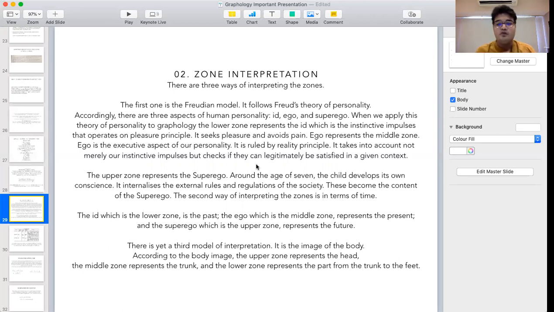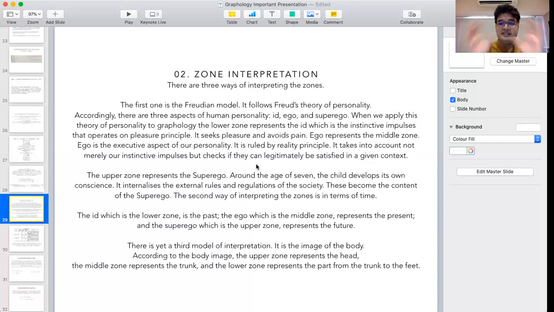The second way of interpreting the zones is in terms of time. The id, which is in the lower zone, that is in the past. The ego, which is in the middle zone, that is in your present. And the superego, which is in the upper zone of your handwriting, represents the future. There is yet a third model of interpretation. It is the image of our body. According to the body image, the upper zone represents your head, the middle zone represents your trunk, and the lower zone represents from the trunk to the feet, which means from the abdomen area to the feet.